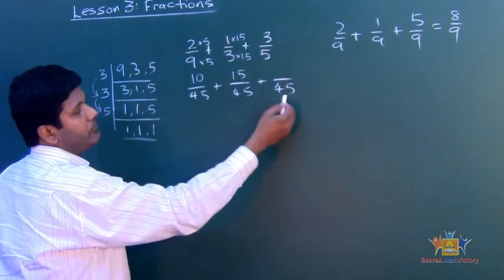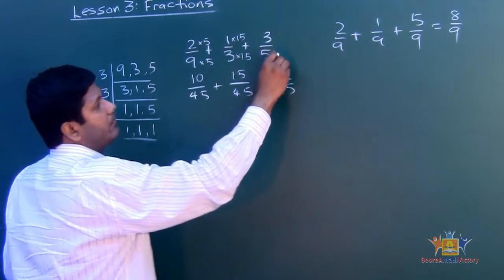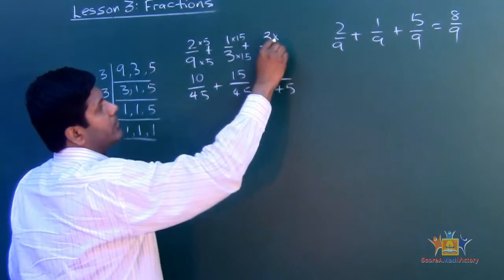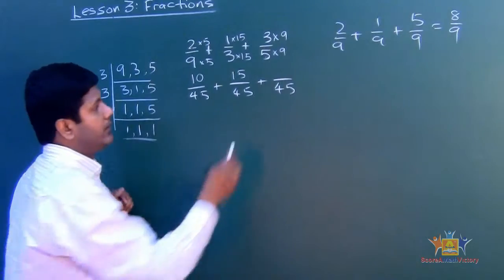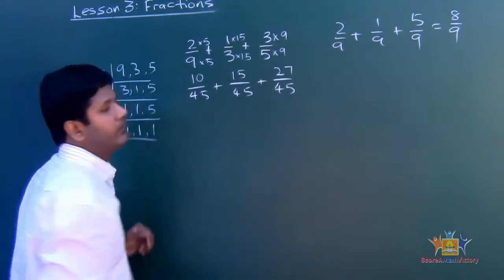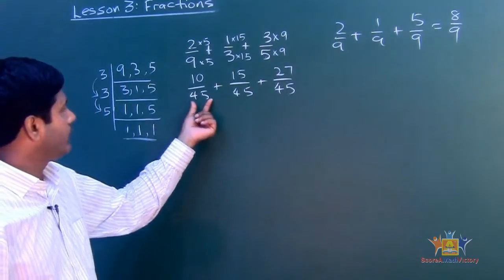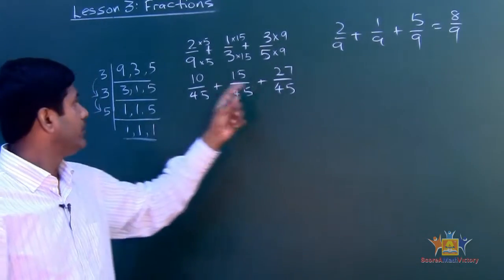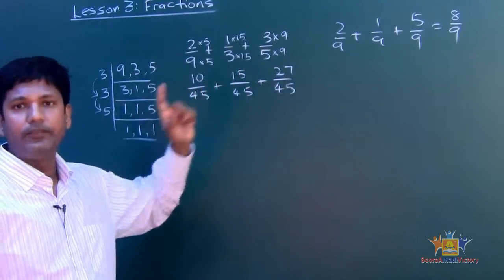How do I go from 5 to 45? I multiply that by 9. 9 times 5 is 45. That means I also multiply 3 by 9. That gives me 27. Now look at that. 45, 45, 45. They all are common denominator. Can I add them? Definitely yes.